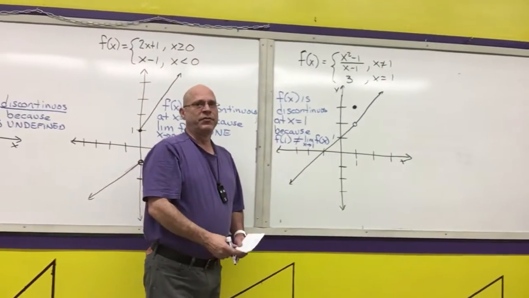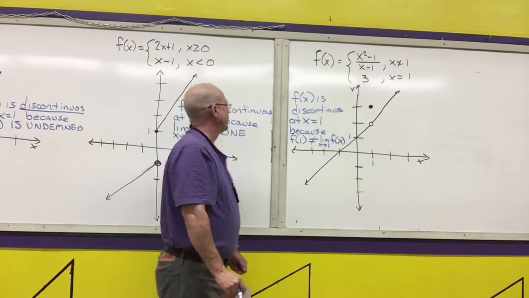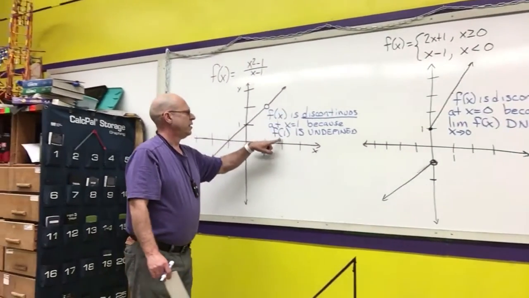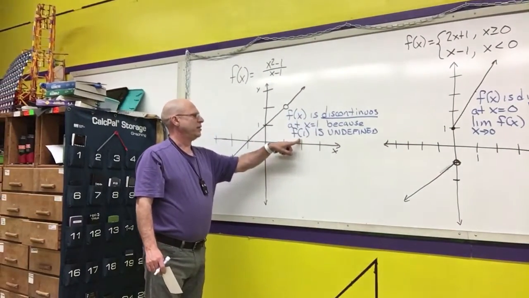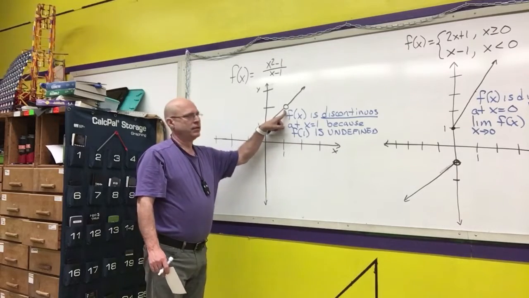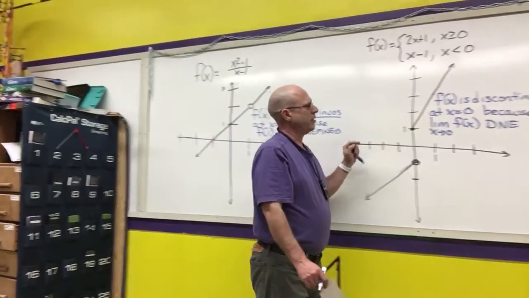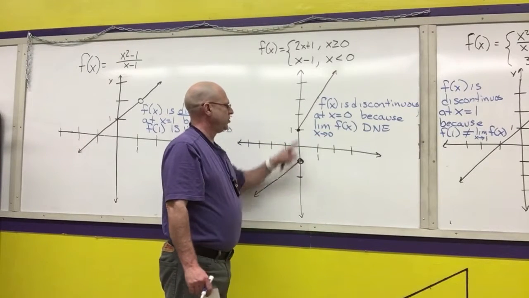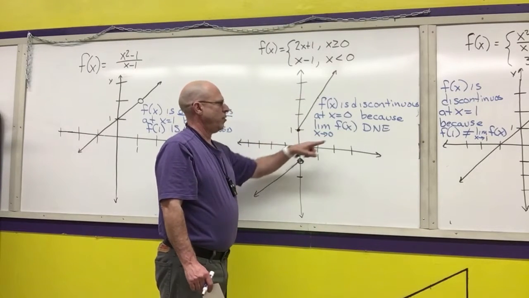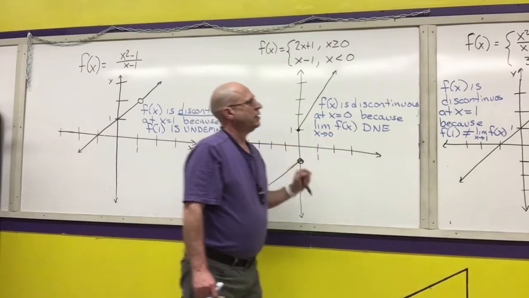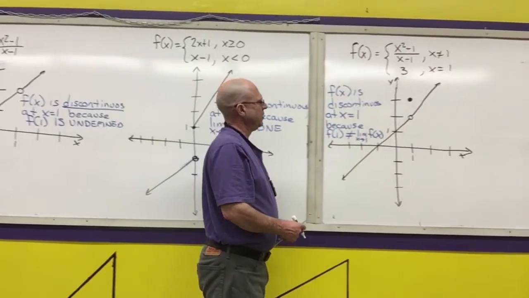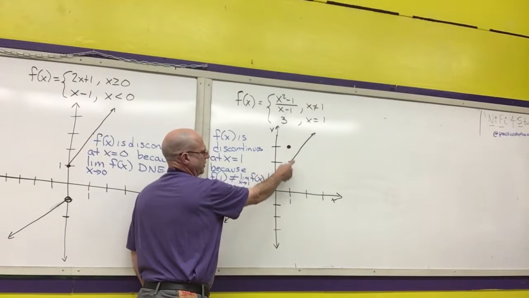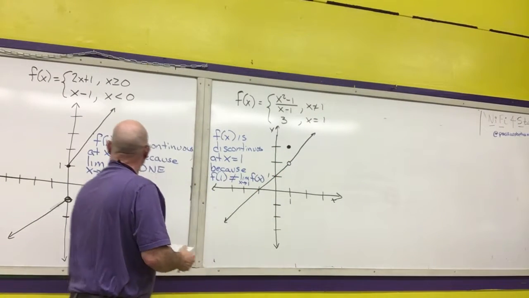So we've seen three different reasons for a graph to be discontinuous. The first reason is that at a point the graph is undefined. The second is that the limit of the function at a particular point does not exist. And the final way is that the actual value of the function does not equal the limit of the function.